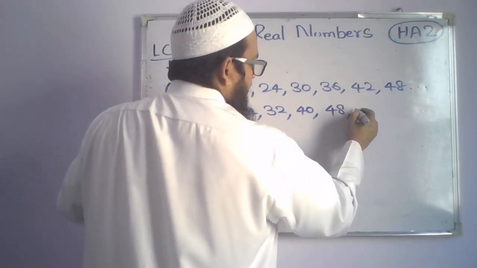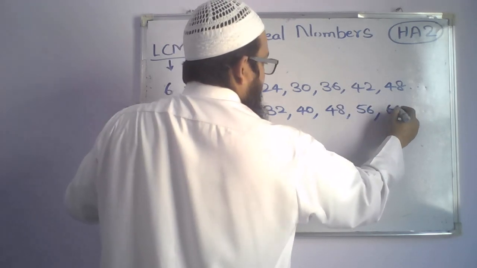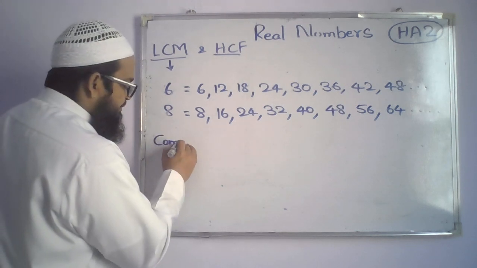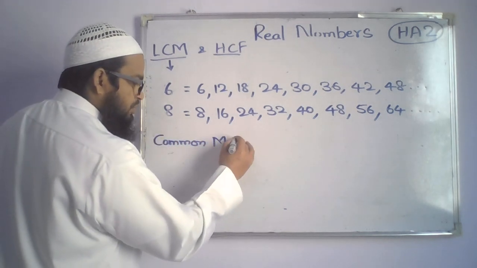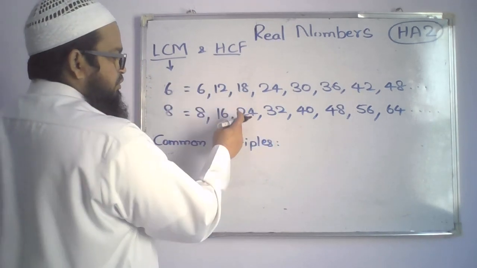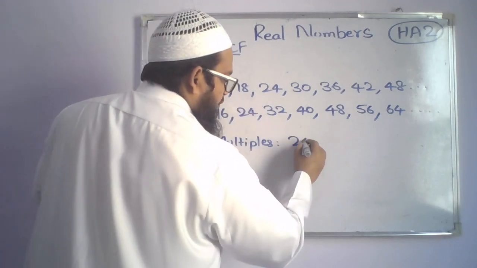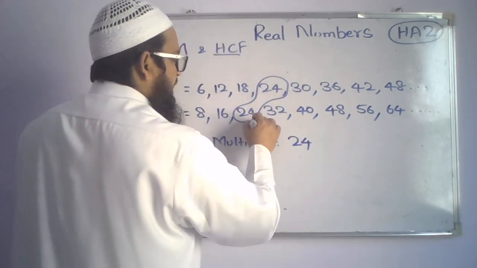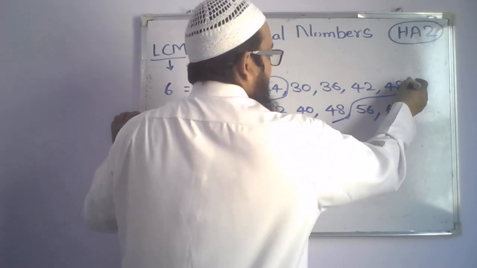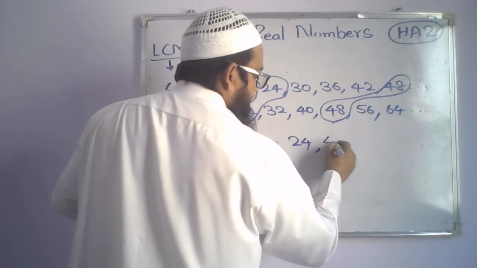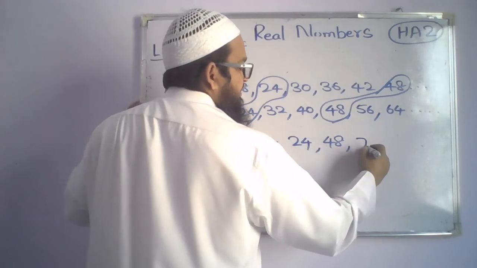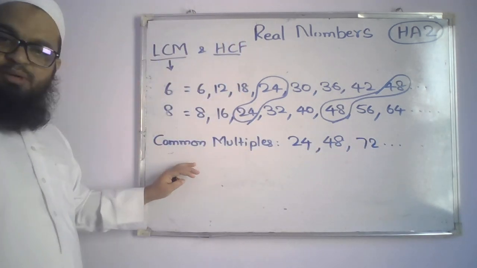48 and 56 and then it's 64 and so on. Now what are the common multiples? Let us see what is common over here. 6 is not common, 12 is not common, 18 is not common, 24 and 24, so 24 is the first common multiple. After that, in the same way, if you go on checking you can see 48. Understood? After that, add 24 to it, 72, and so on.